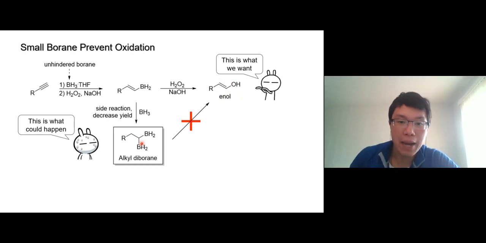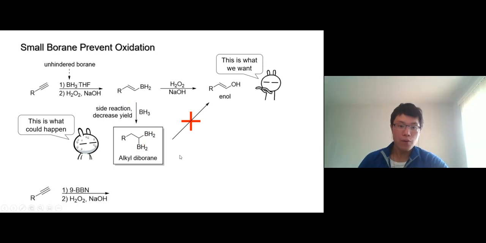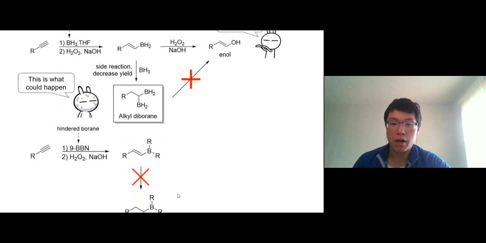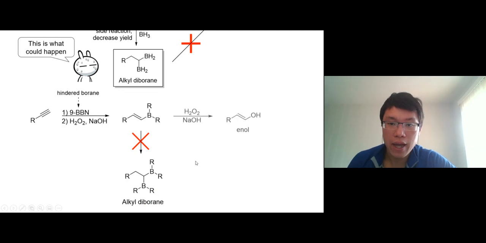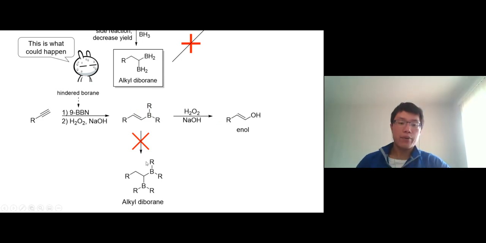Right? To prevent double hydroboration, this is what we do. We use a big borane. Right? One borane interacts with one pi bond and gets on there. These alkyl groups on the borane will prevent another molecule of borane from getting on this double bond. So this happens only one time, and then you can oxidize it to the enol product. Without the bulky borane you go to the alkyl diborane, but with it this borane intermediate will go to the enol. Okay, we don't have the side reaction here.